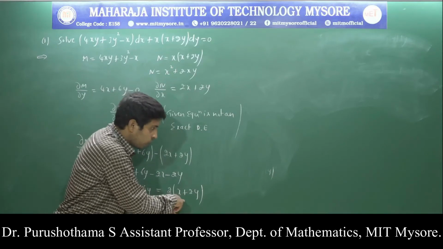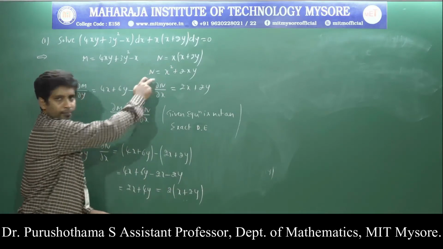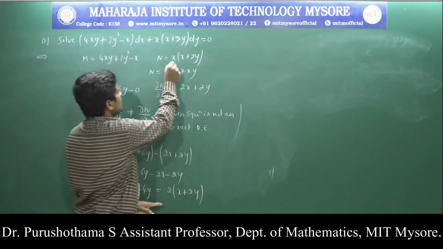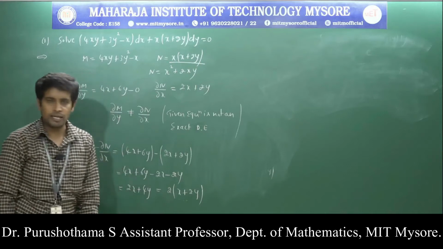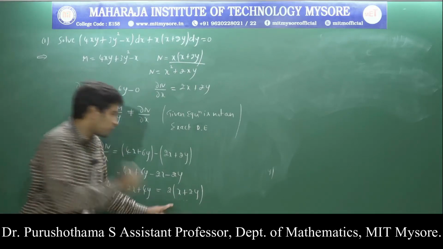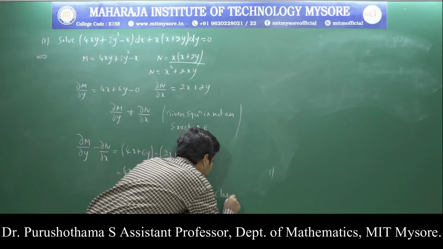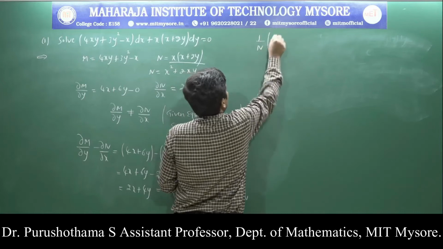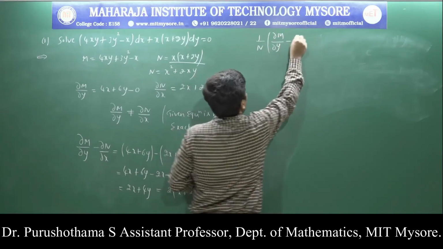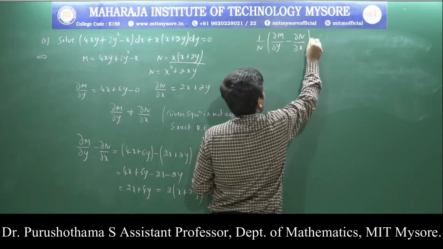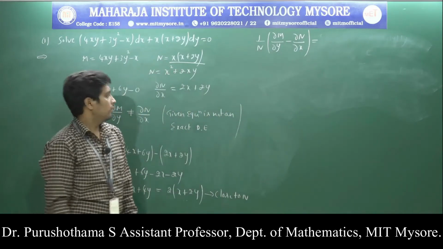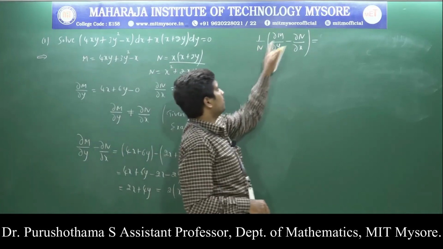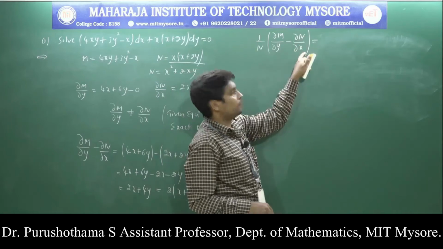Now we check whether this expression is close to either M or N. Here the difference is 2 times (x plus 2y), and here N is equal to x times (x plus 2y). Clearly this expression is close to N. So we compute 1 by N times (M with respect to y minus N with respect to x).